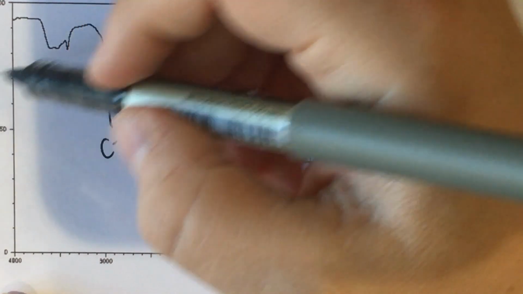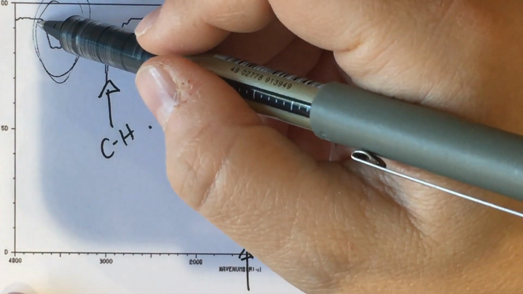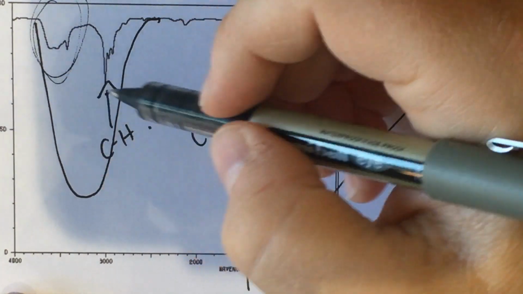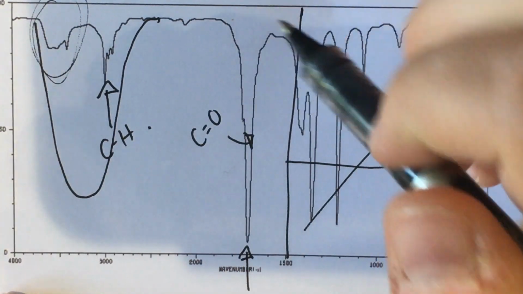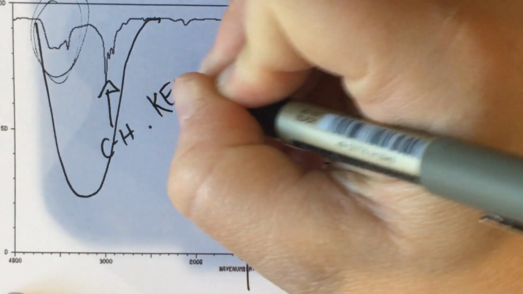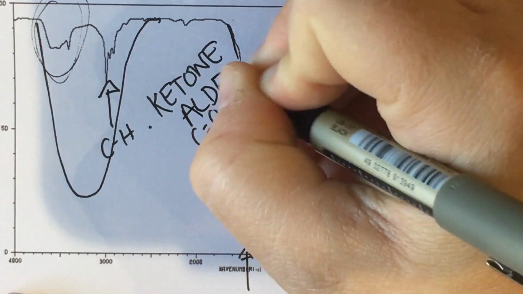We don't have an OH peak. We do have something here. We don't really know what that is, but it's certainly not a broad OH peak that we would expect in a carboxylic acid. So this one is either a ketone or an aldehyde. We don't have enough information to know which one. One of those two.